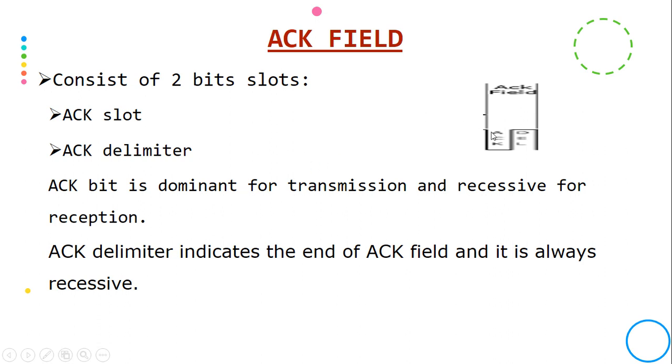Next is the acknowledgement field, which consists of 2 bits. First is called acknowledgement slot, another is acknowledgement delimiter. The acknowledgement bit is dominant, that is logic 0, for the transmission purpose, and recessive, logic 1, for reception. Acknowledgement delimiter indicates the end of the acknowledgement field, and it is always recessive, that is 1 or high.